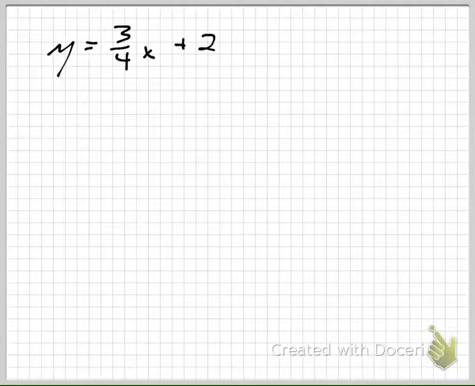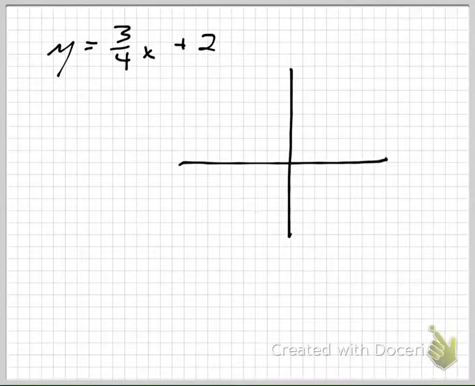Let's try one. Y equals 3/4 x plus 2. Here, you're just watching me for now. First thing I do, if I'm going to graph this, it's written in slope-intercept form. So what do I need to know first? I have to have a starting point, an anchor. Where's my anchor? Where's my starting point? I have to be able to start my line somewhere.